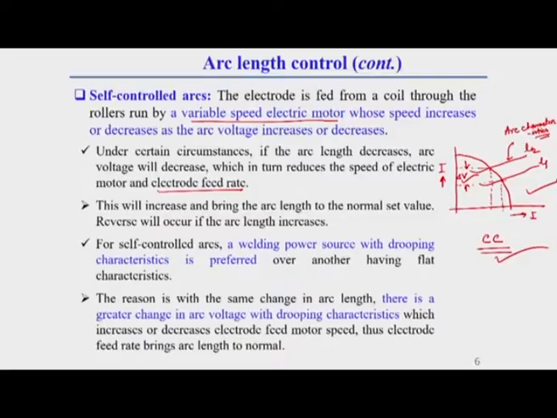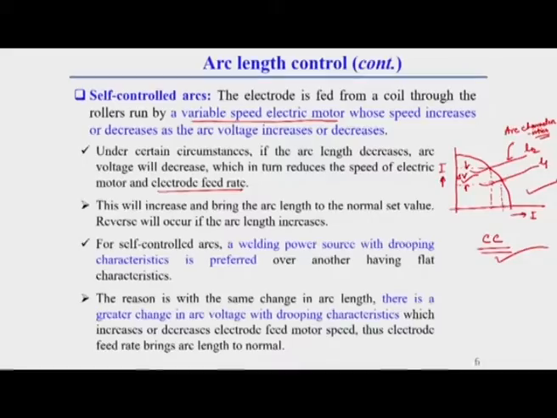That means if the arc length increases, then voltage increases. Due to this voltage increase, the speed of the motor will increase. Speed of the motor increasing means it will supply more wire. Due to that, whatever burning is there remains the same, and that's why the arc length regains its original shape.